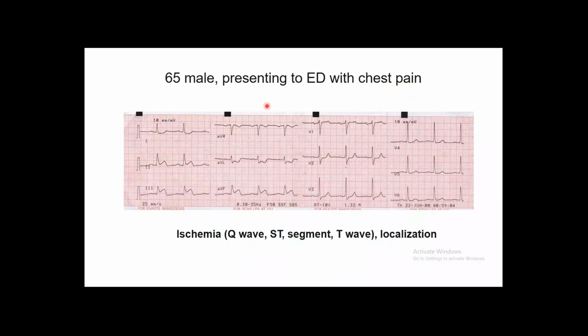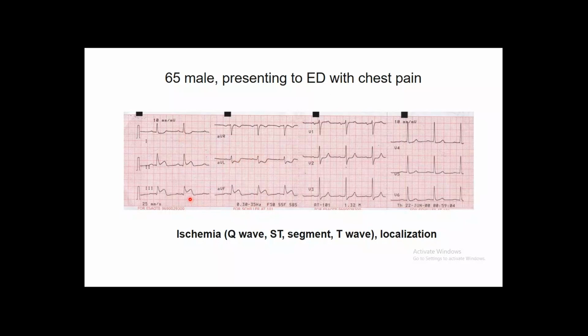Now we have a 65 male patient presenting to emergency also with chest pain, again with the rapid protocol, looking for any pathological Q wave. We don't have. Then the ST segment, we have ST segment elevation here in lead 2, lead 3, and aVF, and we have what is called reciprocal depression on the opposite leads, lead 1 and aVL. And regarding the T wave, we have also inverted T wave here and here.